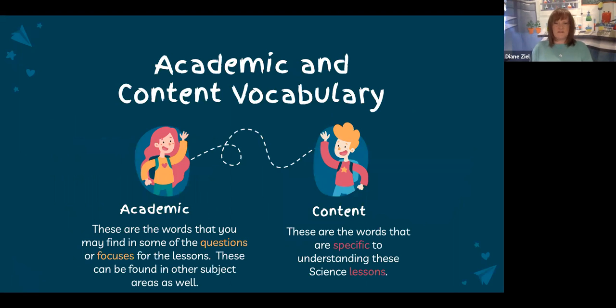Let's review the difference between academic and content vocabulary. Remember, academic words are the words that you may find in some of the questions or focuses for your lessons. These words can be found across all your subjects in school as well. So learning these words can help you in every subject you're studying in school. The content words are the words that are specific to understanding this unit and this week's science lessons. In other words, they're science-specific words.